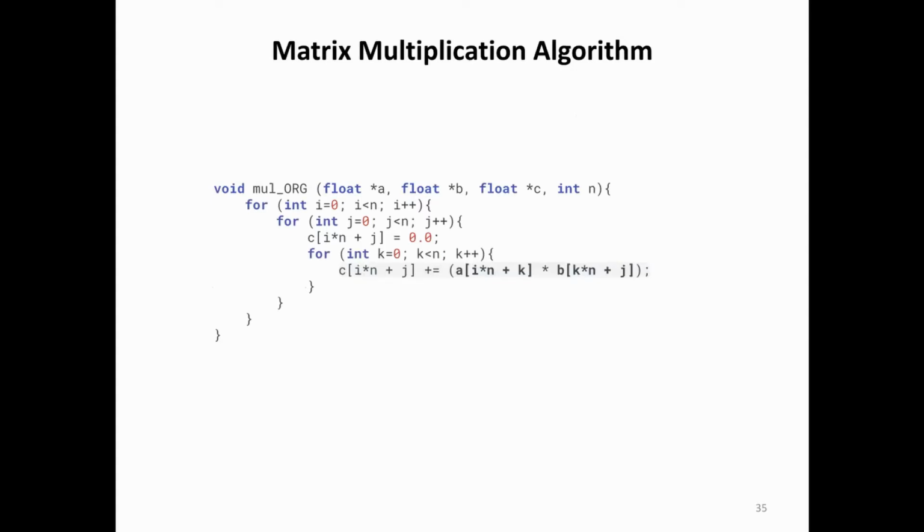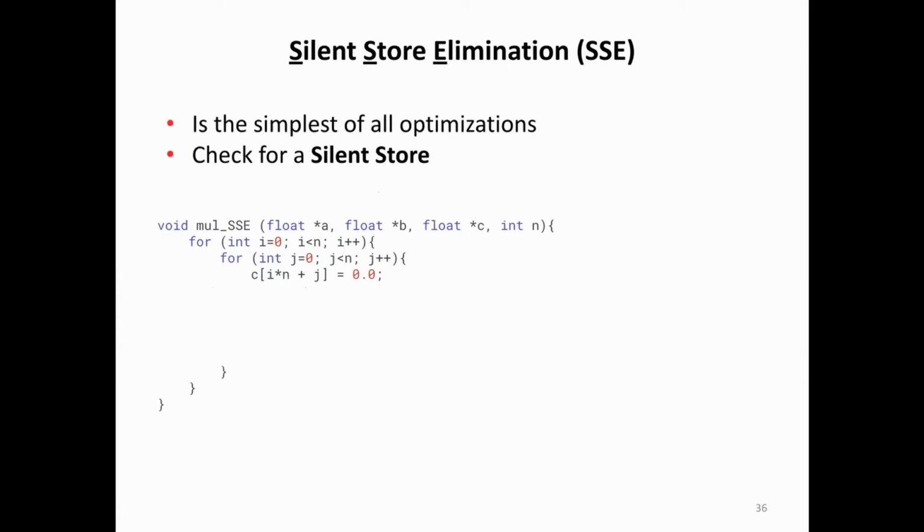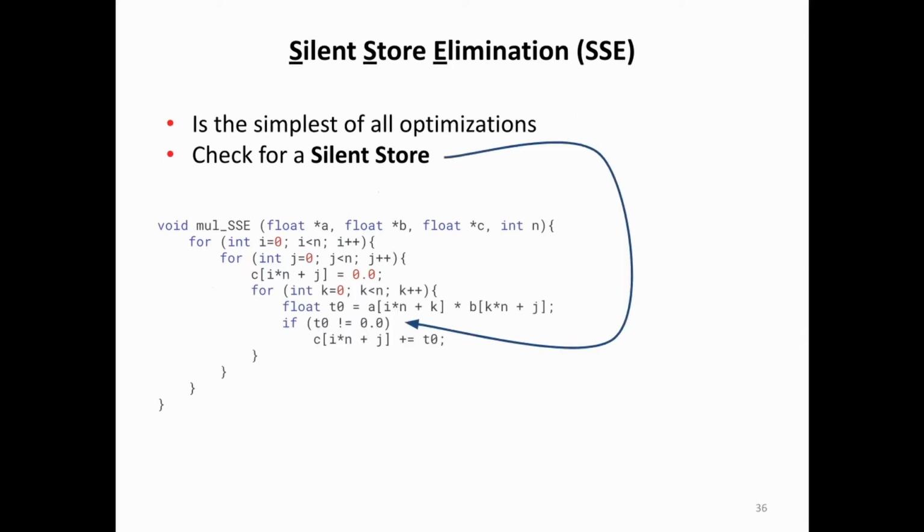So here we have a semiring pattern. The first optimization that we proposed is called silent store elimination. What it does is only check for a silent store. So here we compute A times B, and we check if A times B is different than 0. If it is equal to 0, it means that what we're doing is adding 0 here. And if it is different than 0, this T0 will be something different.